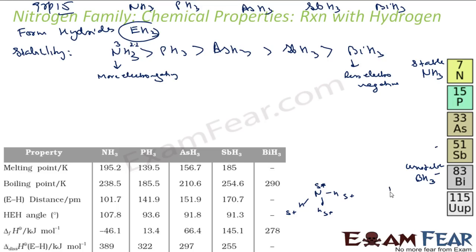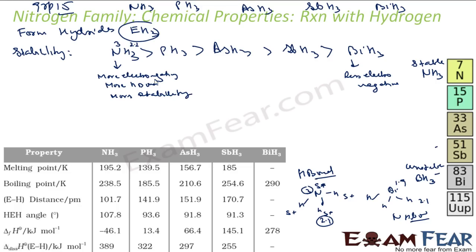But if you talk about BiH3, the bismuth electronegativity is 1.9 and hydrogen is again 2.1. The difference in electronegativity is not that much. In nitrogen it was 3 and 2.1. The difference was more, so you have H bond here. You have no H bond here. With that factor also, this is more stable. Correct? More electronegativity implies more H bond, implies more stability.